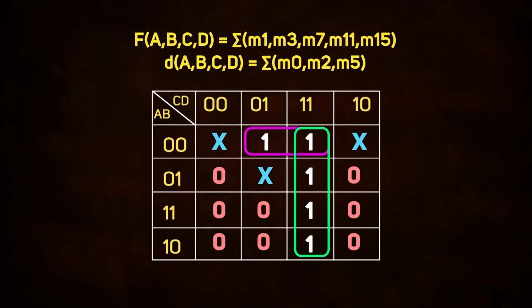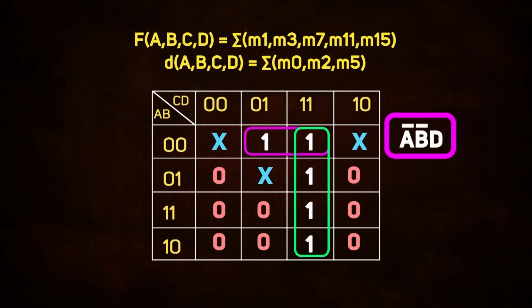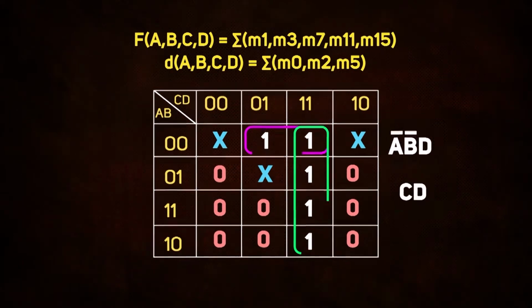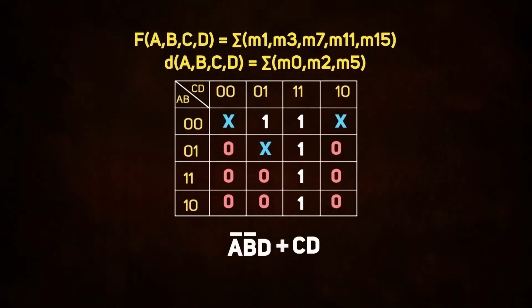Here, we have one pair and one quad. So, the minimized expression will have two terms, with 3 and 2 variables respectively. The reduced term of group 1 is A complement B complement D and group 2 is CD, and the final minimum expression is A complement B complement D plus CD. Let this be expression 1.